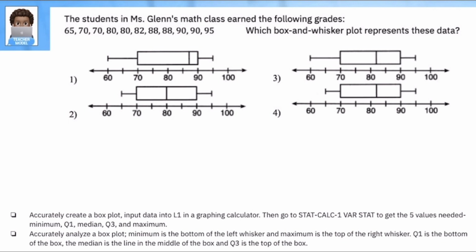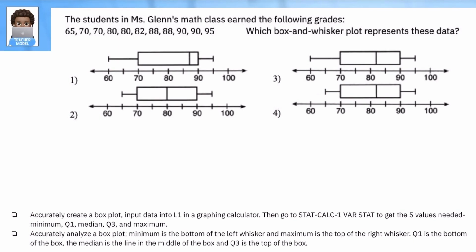Here you go. The students in Miss Glenn's math class earned the following grades. Which box and whisker plot represents these data? Hit pause, and you can either manually find the answer, or you can pick out your TI-84s virtually to solve this as well. All right, you're going to do the reveal for this one now, and the correct answer was 4.